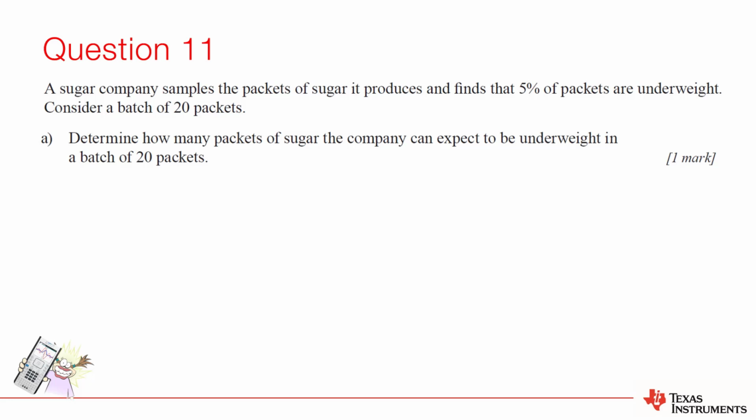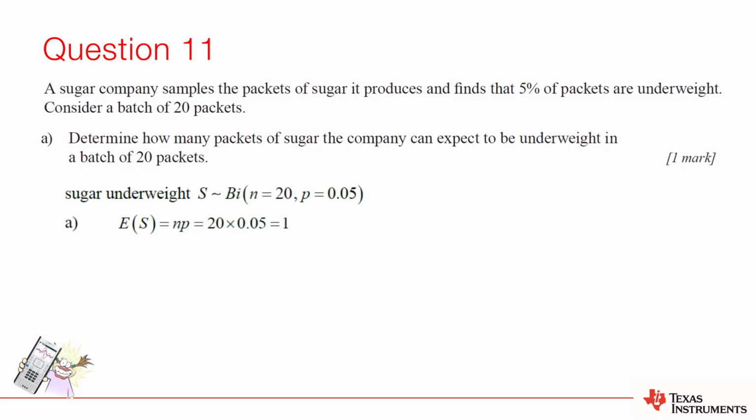Well, this is just a binomial distribution with n equal to 20 and p equal to 0.05. And the expected value of S, the sugar being underweight, is just n times p. So that's just 20 times 0.05, which is 1. So that's the expected number to be underweight.